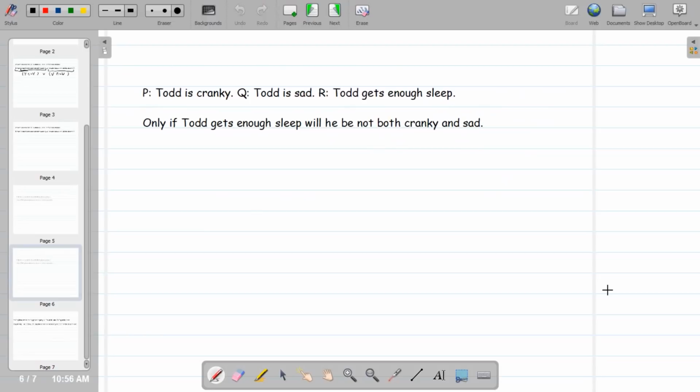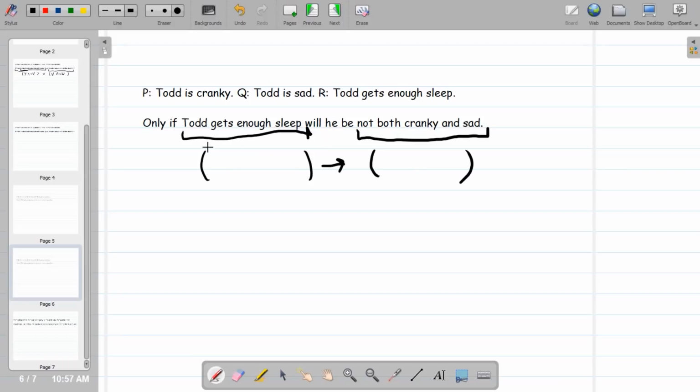Only if Todd gets enough sleep will he be not both cranky and sad. So, only if this thing will he be not both cranky and sad. Only if tells us what? What comes right after an only if? The consequent. So this thing is our consequent, and this thing is our antecedent.